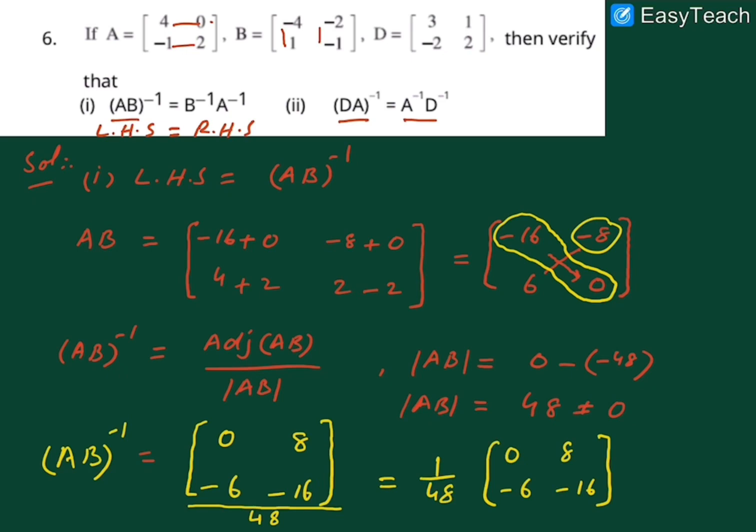And you can further multiply 1 by 48 with 0, you will get 0. So 1 over 48 times 8. 8 times 6 is 48, so it will come 1 by 6. So minus 6 times 8 is 48, so here minus 1 by 8, and minus 16 divided by 48 will be minus 1 by 3. So this is AB whole inverse. You can say this is equation number 1.